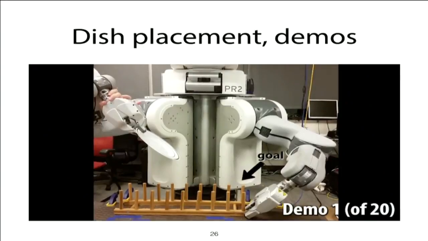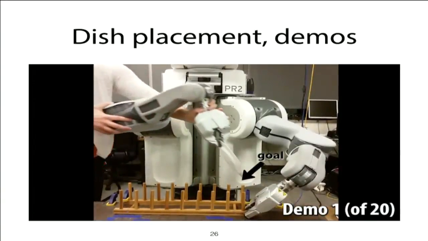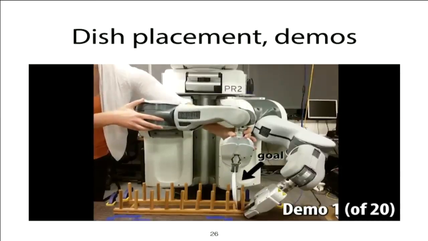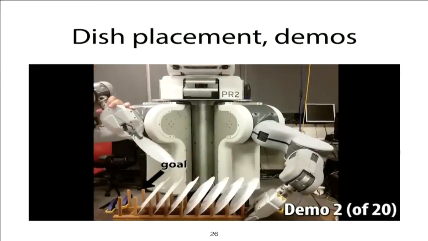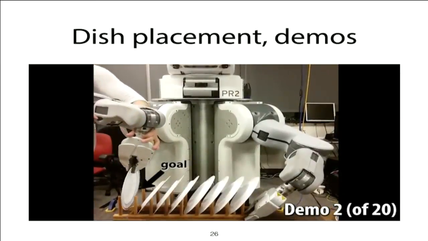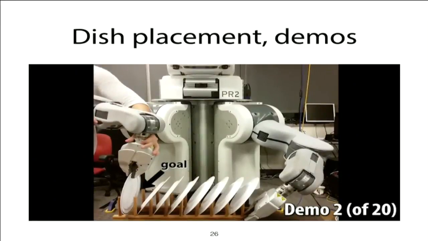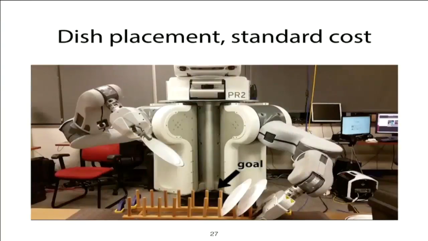Okay, so here's me collecting demonstrations for the dish placement task. We collected 20 demonstrations. We held out one of the positions of the dish because we care about generalization to new settings. And then one other baseline that we included was the standard cost function that we use for a lot of our manipulation tasks, which is something along the lines of minimizing the distance between the current plate position and the goal plate position.